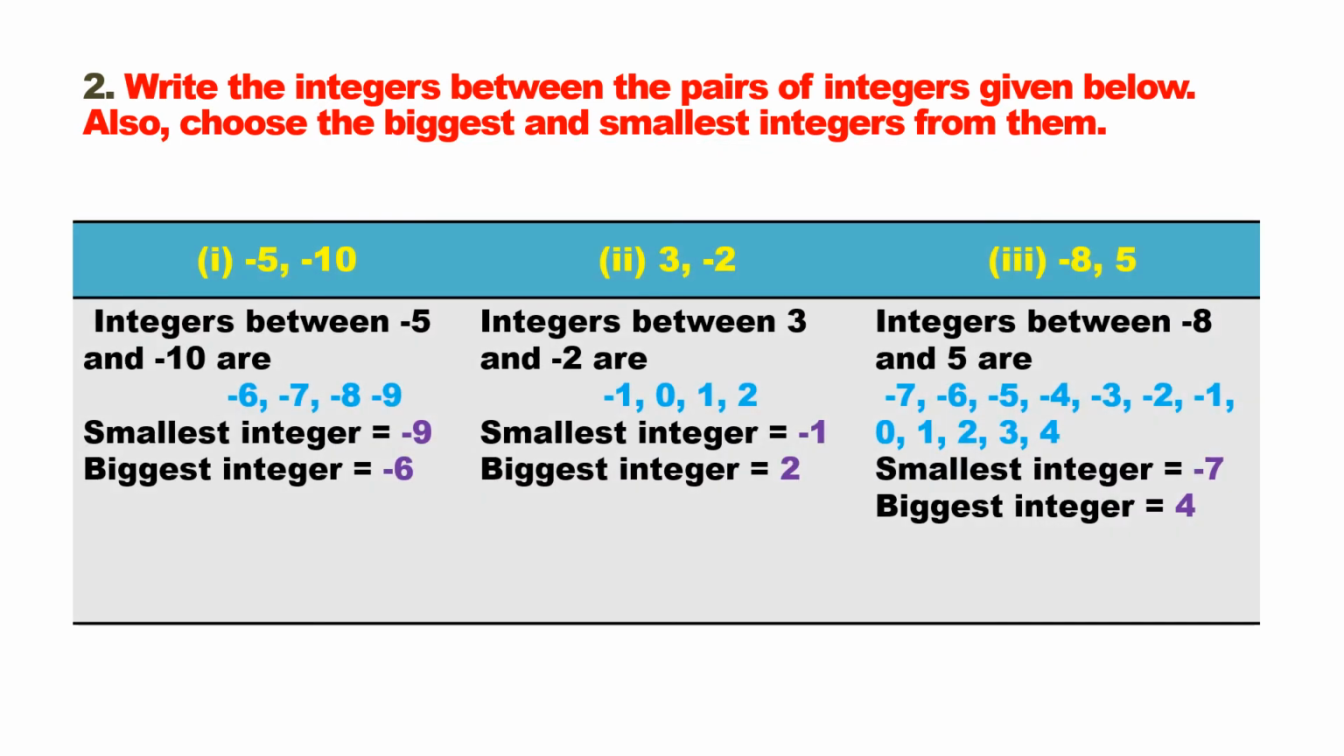-5 and -10. Okay, -5 to -10 you should write -6, -7, -8, -9. Among this, smallest means I told whatever is on the left side. Here you will be confused that whatever the big number is, that only is big, but it is wrong. Negative number, small one is big, and big one is small.